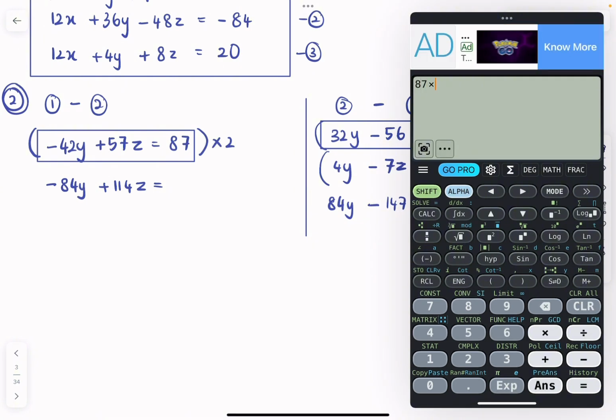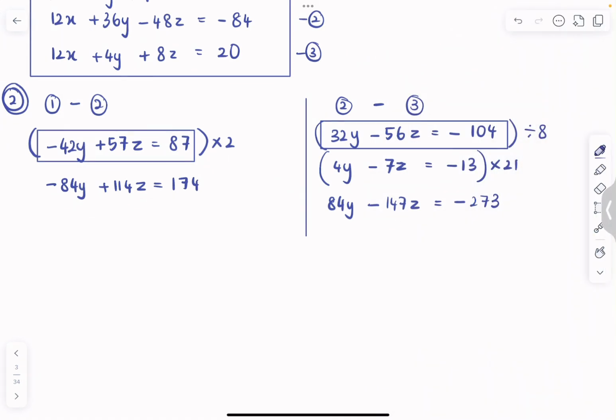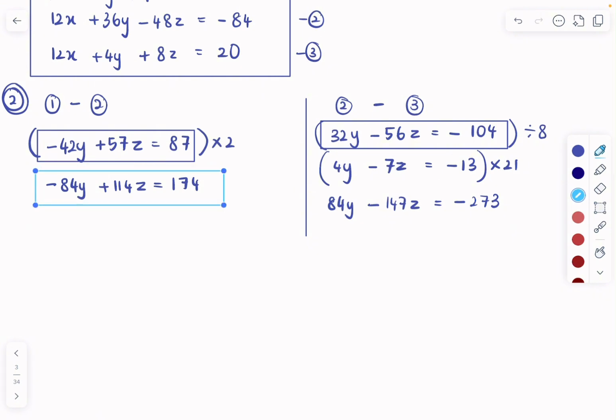87 times 2 will be 174. Okay, this is the simplest that I can think of. Right, so now we have two equations. Okay, now we can try to eliminate.